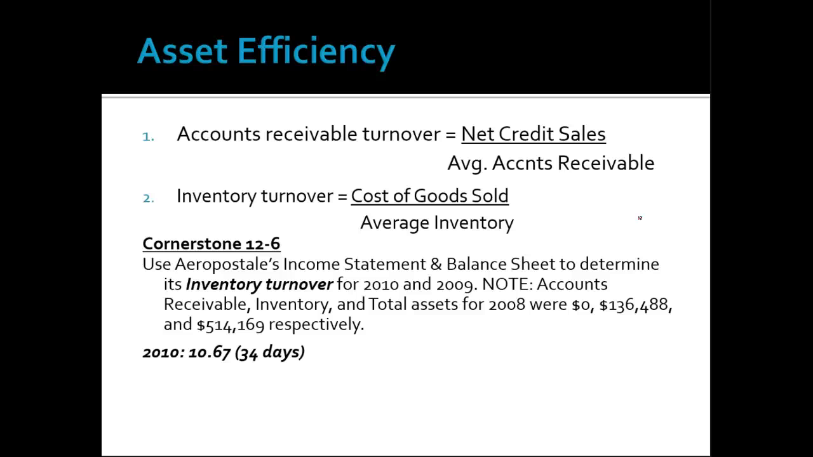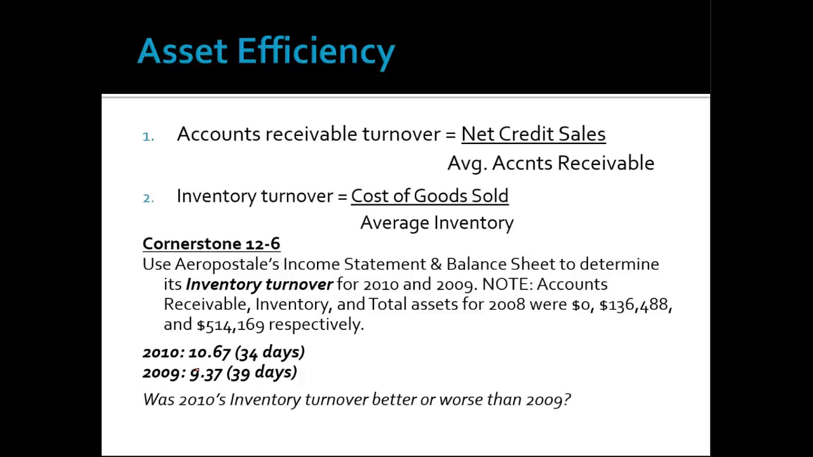If I take 365 and I divide it by 10.67, what I get is 34. And that would actually be telling me that's 34 days. Aeropostale clears out its inventory closets 10.67 times per year, which means every 34 days. Now, what was it in 2009? Well, they were turning it over 9.37 times per year, or the equivalent was every 39 days. So, was 2010's inventory turnover better or worse than 2009's?